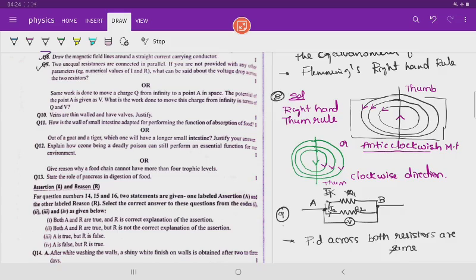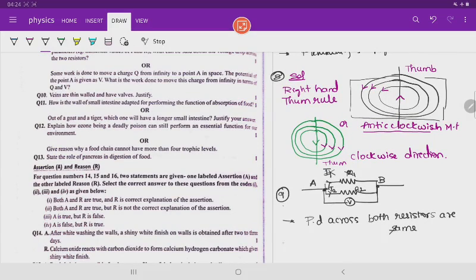Some work is done to move a charge Q from infinity to a point A in space. The potential of the point A is given as V. What is the work done to move this charge from infinity to it? We know that this is just the formula of potential difference. Potential difference is the work done to move a charge. So what is the relation? V is equal to W by Q. Hope you have understood the answer. We are going on to the next question.